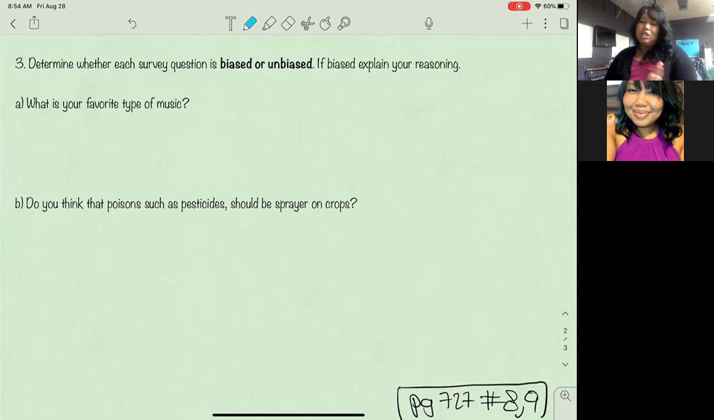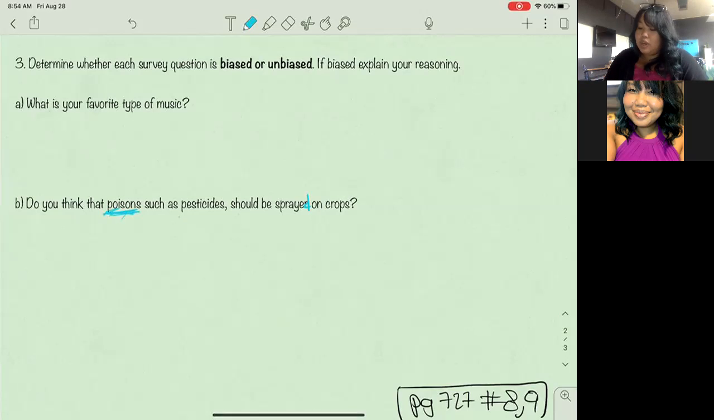Wait a minute. So let's look at these questions. So 3A says, what is your favorite type of music? All right. There's no filler words, there's no anything. And B, do you think that poisons such as pesticides should be sprayed on crops? This is supposed to be a B. Well, to call it poison, such as pesticides, right?